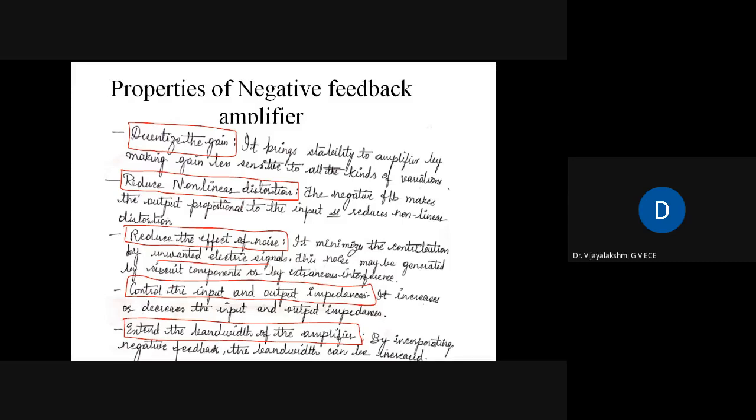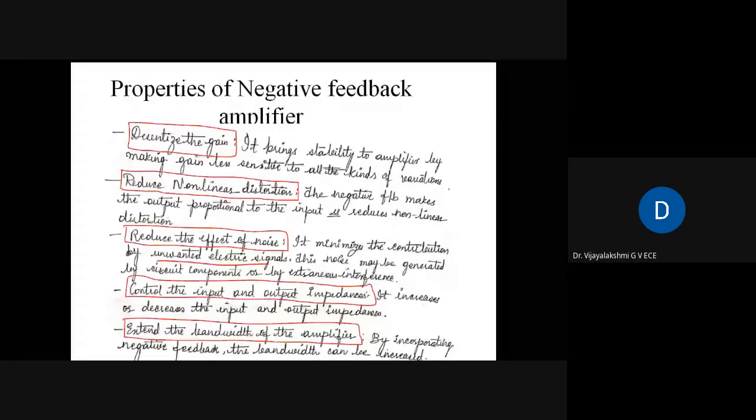So with negative feedback, you can extend the bandwidth of the amplifier. Bandwidth of an amplifier is nothing but a range of frequencies for which your circuit provides a satisfactory response. Okay, so you can always go for extending the bandwidth of the amplifier with negative feedback. So these are some of the advantages, or I can say properties, of a negative feedback amplifier.